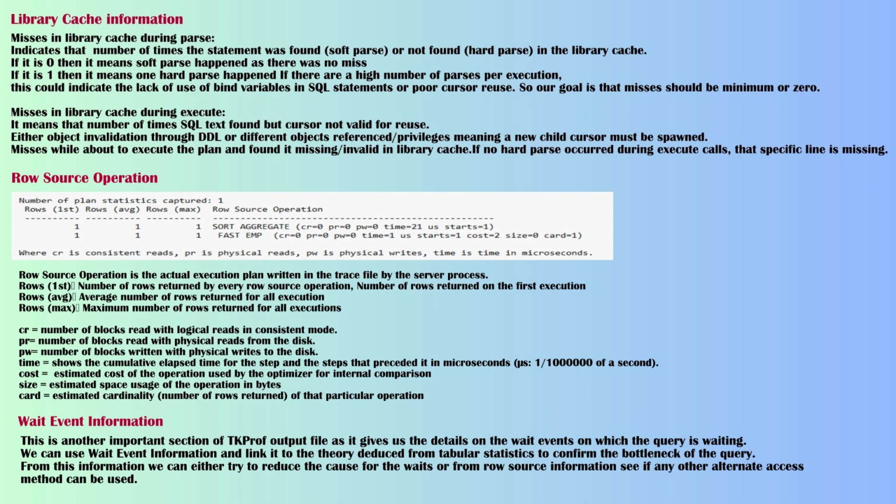We get a hint about the problem area from the tabular statistics and the most costly operation from the row source operation. Now we can get the details of where this query is waiting from the wait event information. This is another important section of the TKPROF output file, as it gives us the details on the wait events on which the query is waiting. We can use wait event information and link it to the theory deduced from tabular statistics to confirm the bottleneck of the query. From this information we can either try to reduce the cause for the waits or, from row source information, see if any other alternate access method can be used.